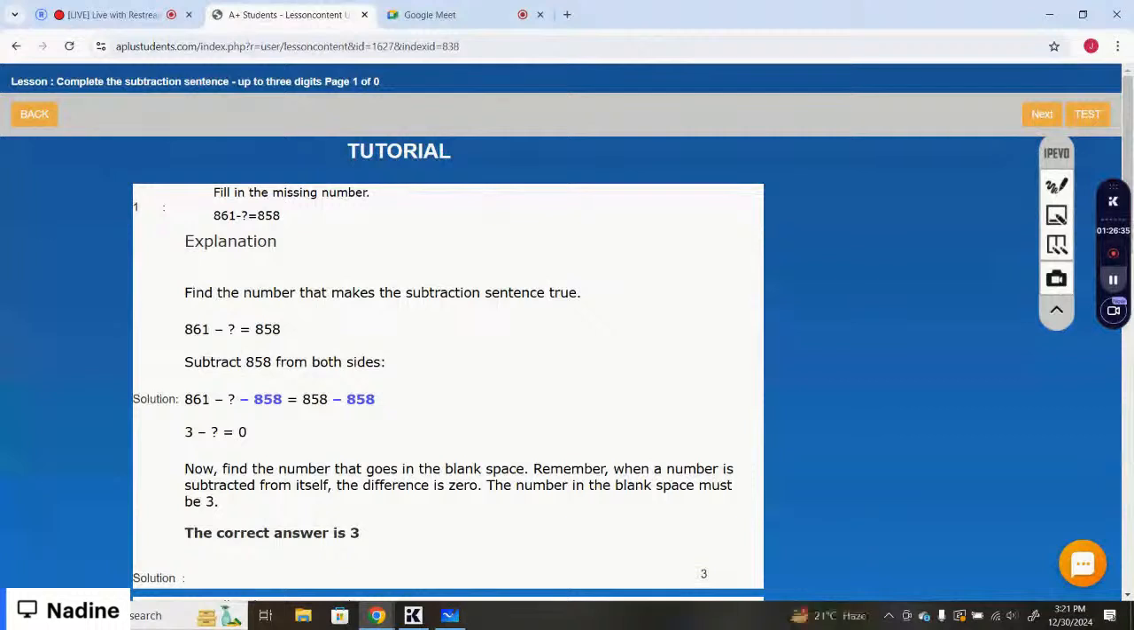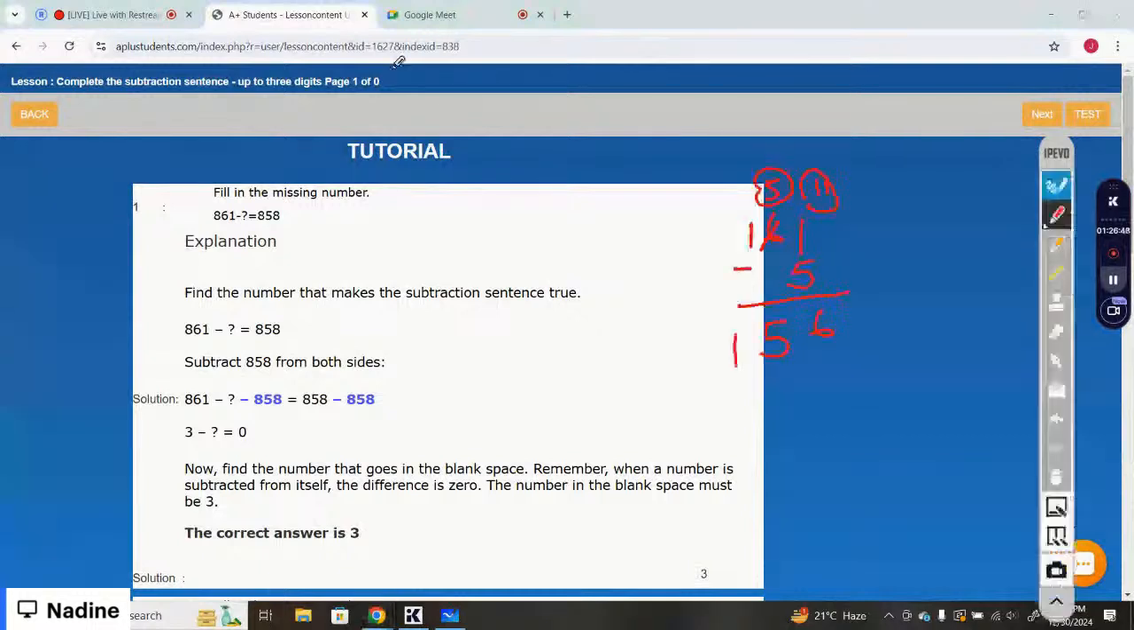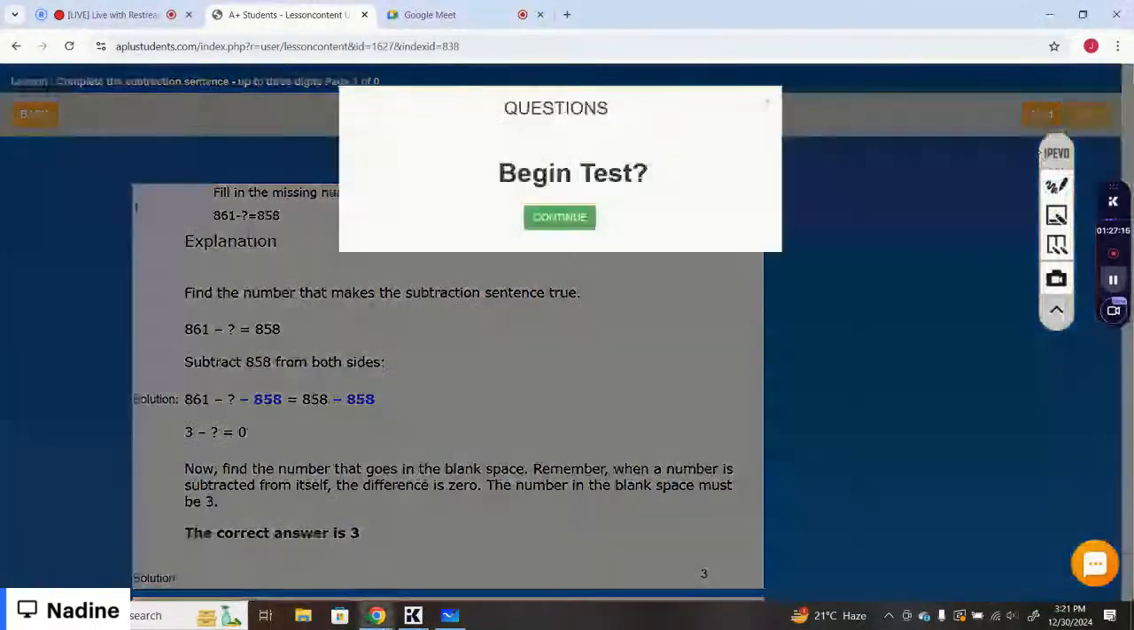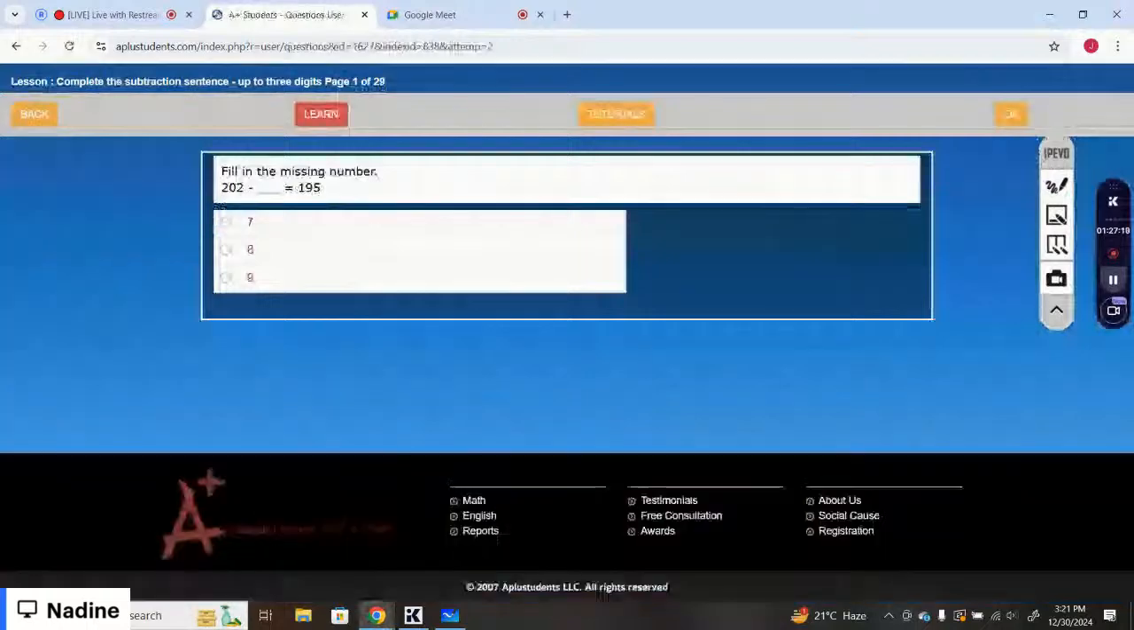Fill in the missing number: 861 take away the missing number equals 858. So how do you find the missing number? You have 858 over here, right? You need to subtract that 858 from both sides. So when you subtract on this side, you have 0. And 861 minus 858, you have 3 here. So that means 3 minus the missing number is 0. You have to move 3 to the other side. That means the missing number is 3. Let's just start with the test questions.